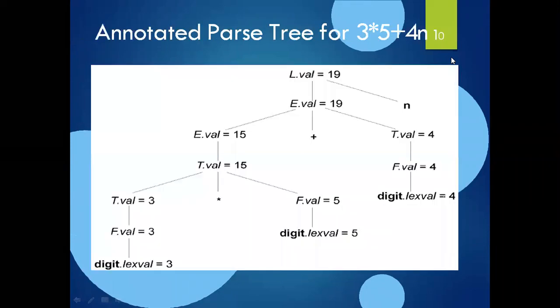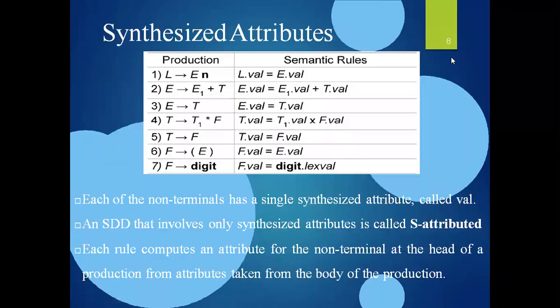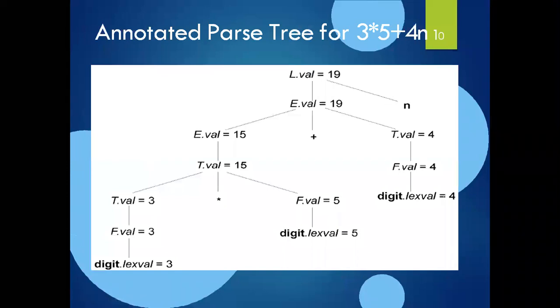See, here we have an example. Construct the annotated parse tree for the expression 3 * 5 + 4 n. This is the question. Construct the annotated parse tree for the expression 3 * 5 + 4 n. And this we are taking from the given grammar. Here we have a grammar. We are considering this grammar from these productions. From the grammar of those productions, here we represent an annotated parse tree.